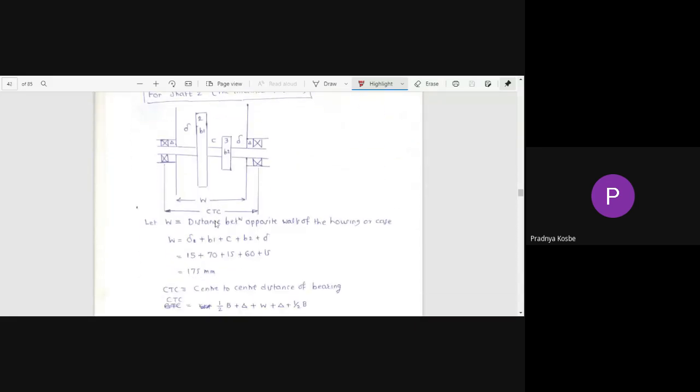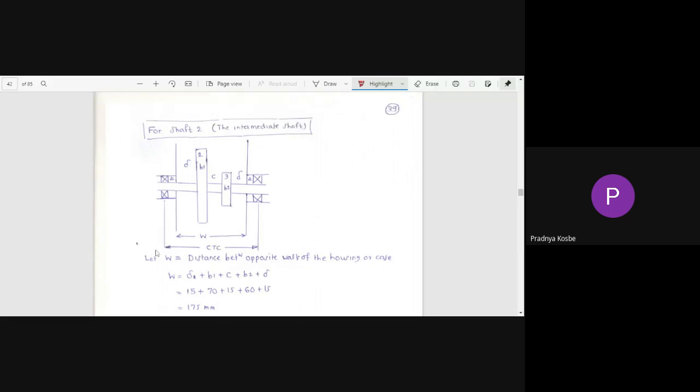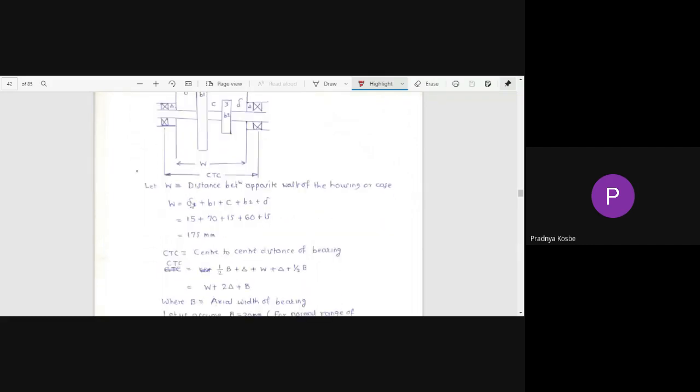Now for an intermediate shaft, let W be the distance between opposite walls of the housing or casing. Then W is equal to del plus B1 plus C plus B2 plus del. Correct? So you just have to put down these numbers, and you will get W. And CTC also is what? Center to center distance of the bearing.